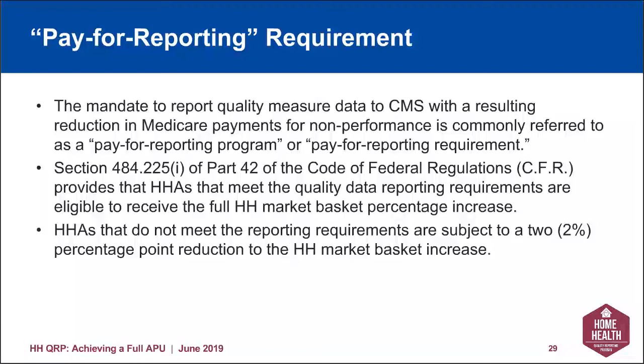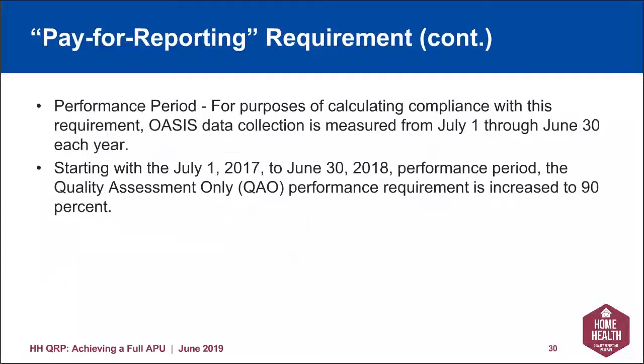Section 484.225(i) of Part 42 of the Code of Federal Regulations provides that home health agencies that meet the quality data reporting requirements are eligible to receive the full home health market basket percentage increase. Similarly, home health agencies that do not meet the reporting requirements are subject to a 2 percentage point reduction to the home health market basket increase.